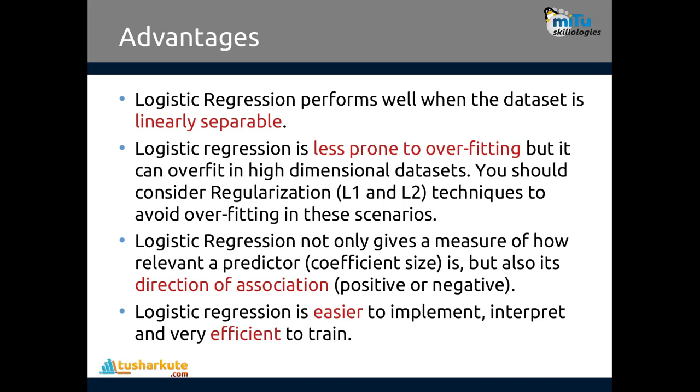Now, what are the advantages that logistic regression is having? It performs perfectly well when the classes are linearly separable. If they are not linearly separable, then it's very difficult to identify it. Logistic regression is less prone to overfitting, but can overfit on high dimensional data sets. You will require two techniques called L1 and L2 regularization to avoid overfitting in these scenarios. Overfitting means perfect fitting on the data is done there. Logistic regression not only gives the measure of how relevant the predictor is, but it also gives the direction of association, positive and negative. It is easier to implement, interpret, and very efficient to train.